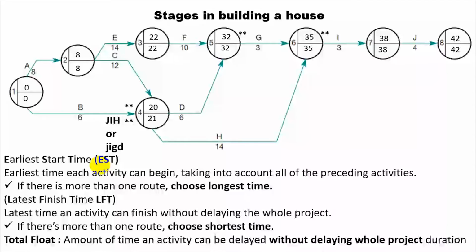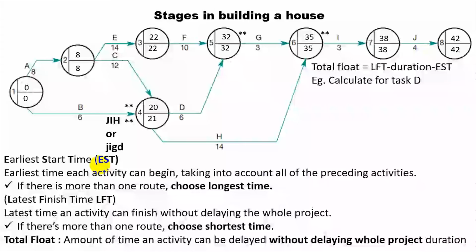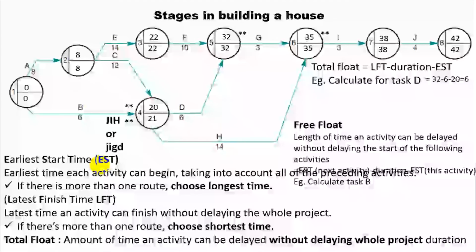Okay, we also need to calculate total float. So what is a total float? Total float is the amount of time an activity can be delayed without delaying the whole project duration. The formula is total float equal to LFT minus duration minus EST. So let's calculate for task D. It should be 32 minus 6 minus 20, which is equal to 6.